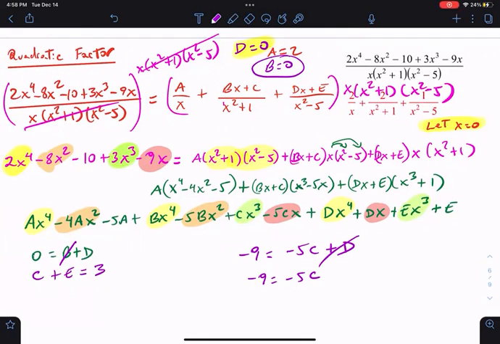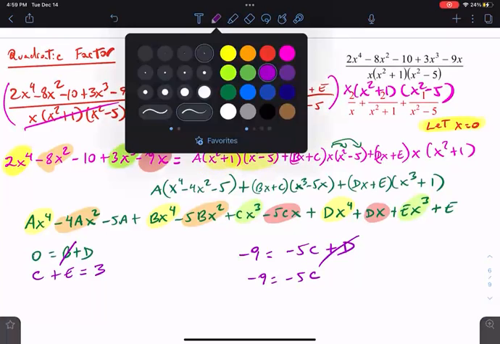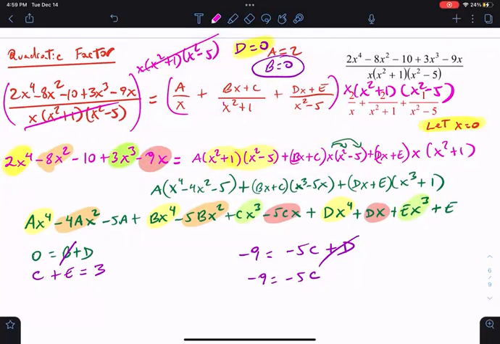Okay, well, let me see if I did this right. -9 equals -5C plus D, it should be equal to -9. Okay, so C should be 9/5, but I'm sure that that's not right. Let's see what happened here. Let's check. You have to always check when you're doing these things, okay? Be careful with this. So far we have B equals 0, which I think is right.